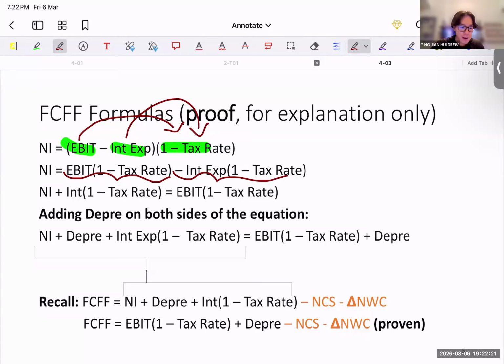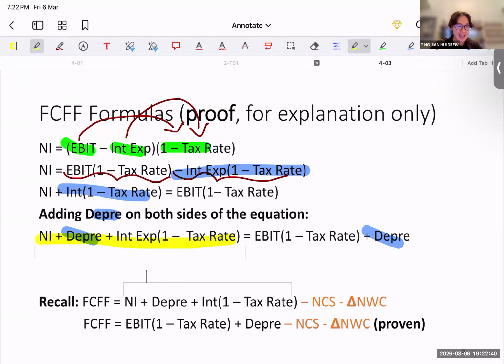Thereafter, I'm going to shift interest expense times 1 minus tax to the left side of the equation, which is here. Thereafter, I'm going to add depreciation on both sides, as you can see here. And interestingly, what we see is that, hey, you know what?